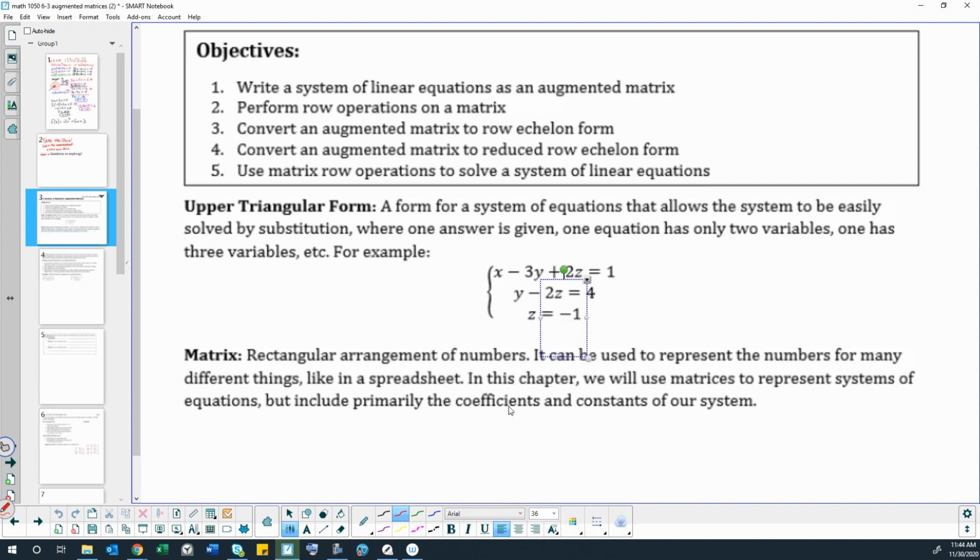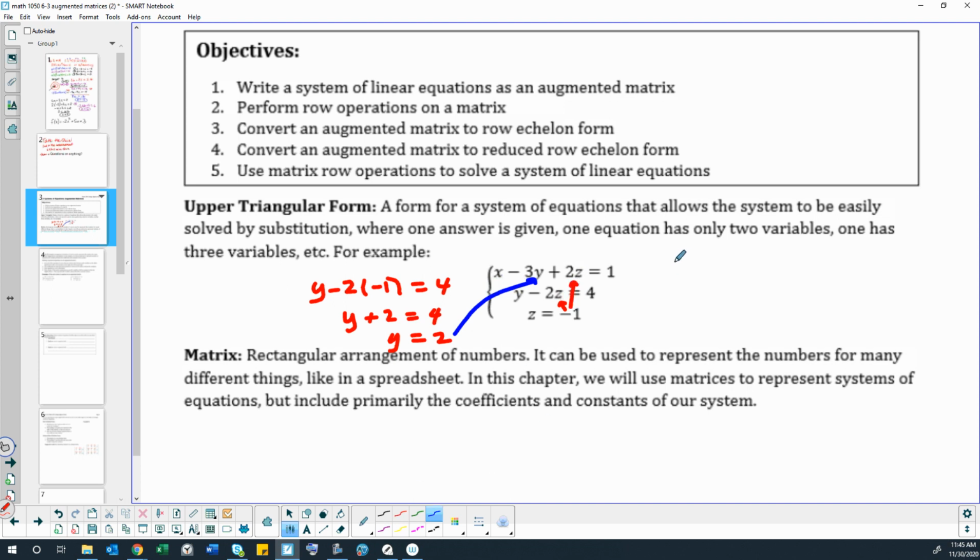So we can plug this in here. I'm going to plug that in there. So then I would have y minus 2 times negative 1 equals 4. So that would be y plus 2 equals 4, which would tell us that y equals 2. Right? I'm going to take that and move that over here. So now that we have y equals 2, I can plug that in here. And I can still plug my z value in here. So then that would give me x minus 3 times 2 plus 2 times negative 1 equals 1. So I would have x minus 6 minus 2 equals 1. So that's x minus 8. Add the 8 to both sides and x equals 9.